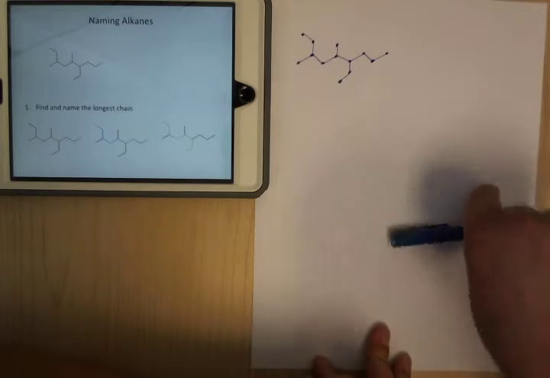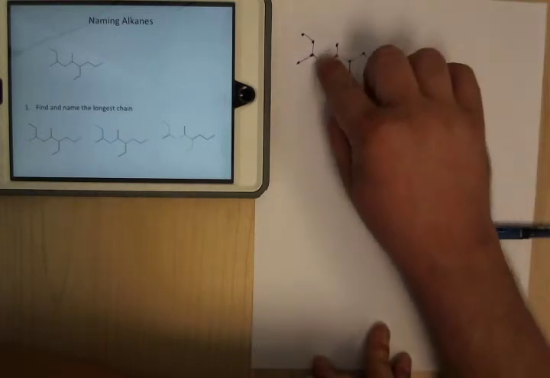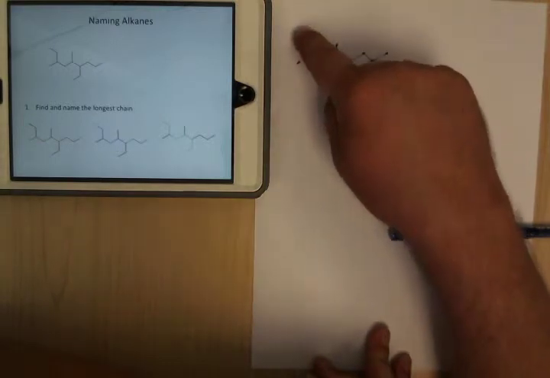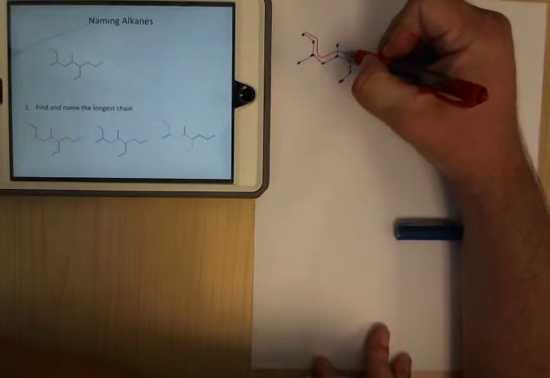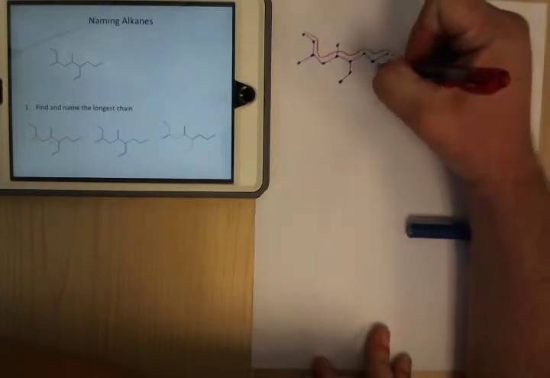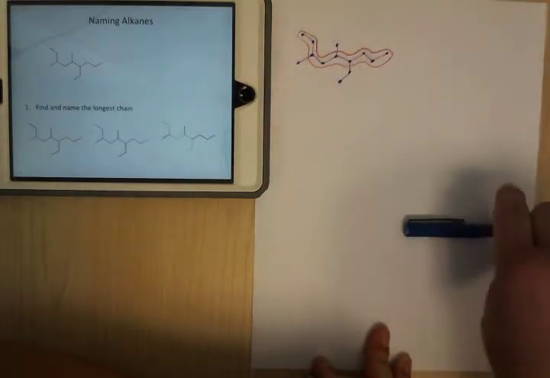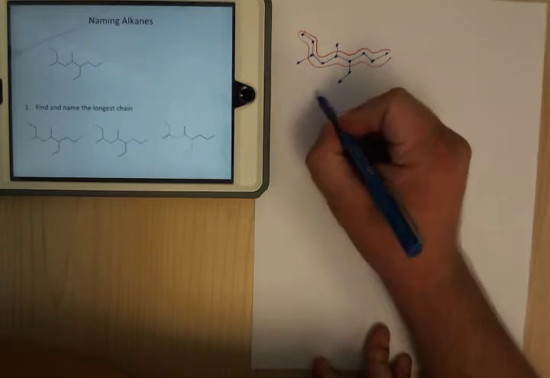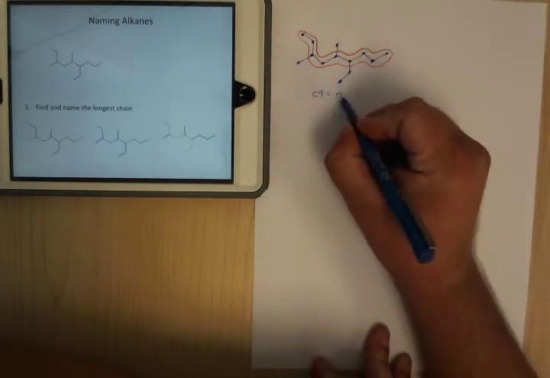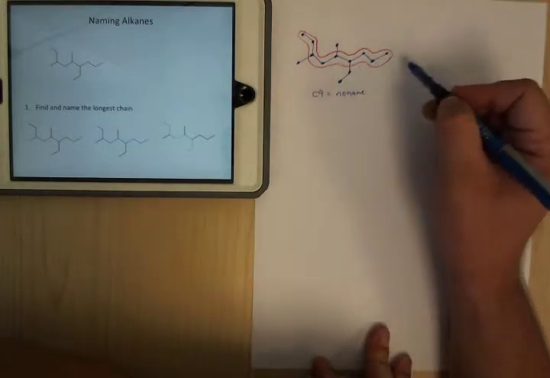Okay, so here's the longest chain, right? I didn't go down here and then come back up. You just go right along here, and you should be nice and smooth, right? So here we go. So here's our main chain. And I usually circle it, right? Okay, so there's the main chain, right? So it's 1, 2, 3, 4, 5, 6, 7, 8, 9, right? So it's C9. So that would be a nonane. Okay, so we've named those 9 carbons.